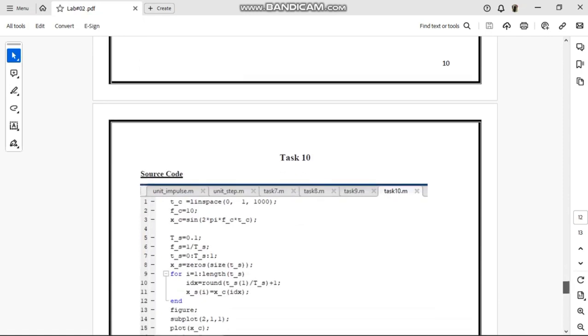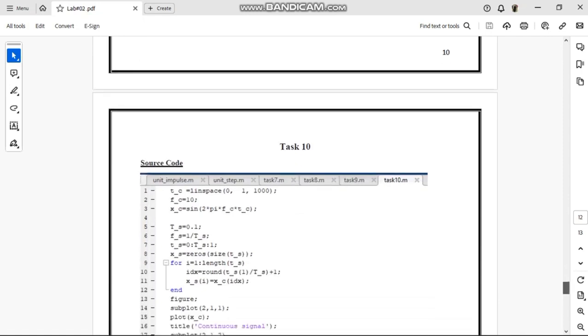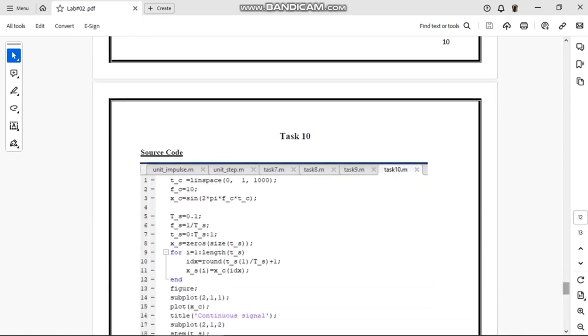In task 10 we have to perform zero order hold. So t is equal to linspace 0 100, the frequency is being shown as 10. Then we have defined our function x as sine 2 pi fc t. T is equal to 0.1 second. The following are the formulas.